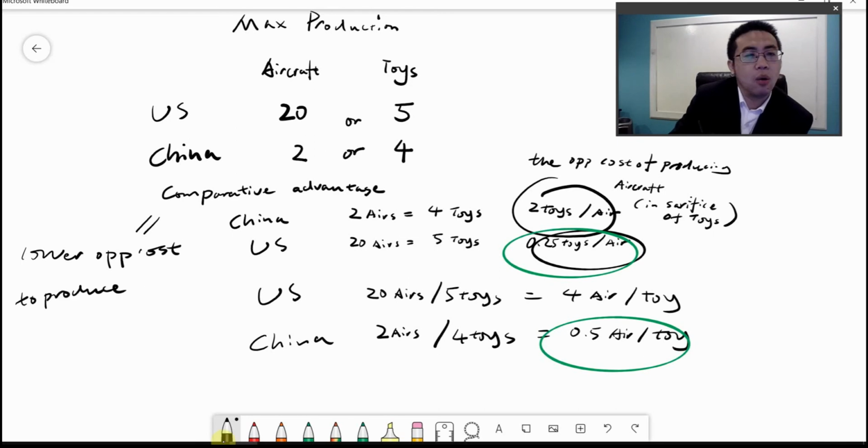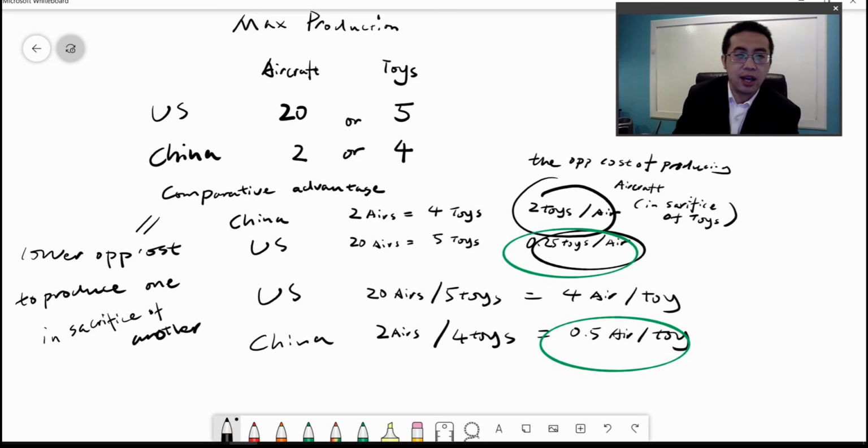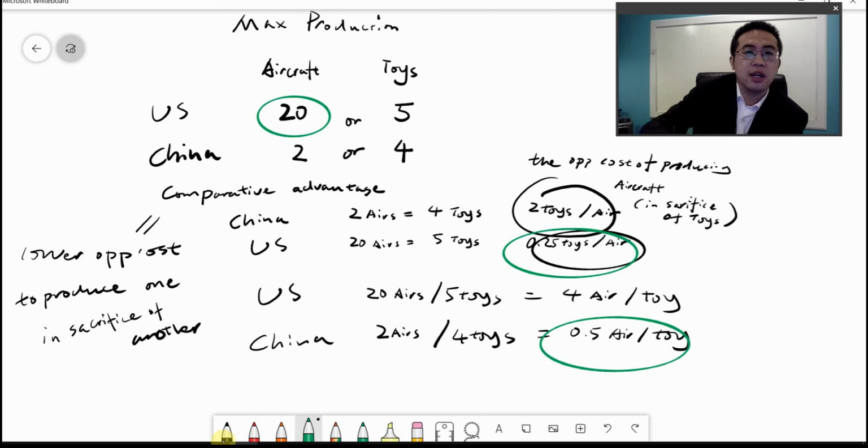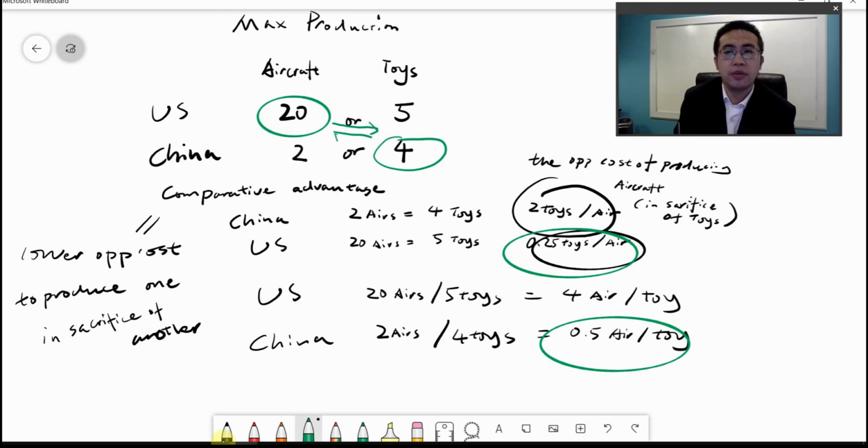to produce one product in sacrifice of another. That basically means if we all focus on each other's specialty, let's say the U.S. just emphasizes aircraft production, it will produce 20 aircraft, and China will emphasize toy production, it will produce 4 toys. So the trade would be the U.S. exports aircraft to China, and then China exports toys to the U.S. Would both countries be better off?